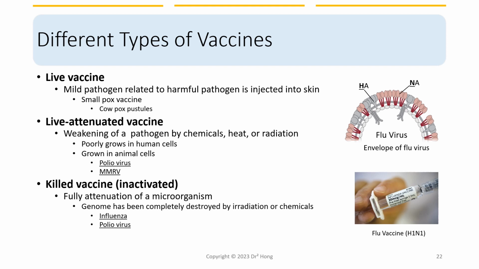And we also have killed vaccines or inactivated whole virus vaccines. They are fully attenuated microorganisms, and their genome has been completely destroyed by irradiation or chemicals, so they do not have any ability to replicate in any living cells. Examples are influenza virus vaccine and also some poliovirus vaccine.